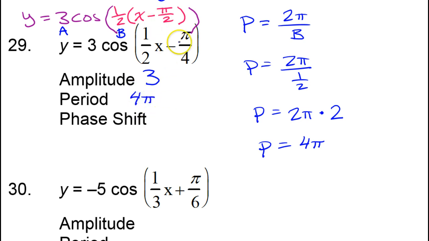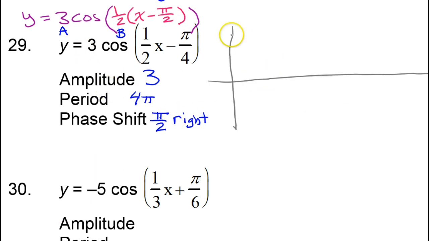Now the phase shift is pi over 2, not pi over 4. We had to factor out the 1/2, and that left pi over 2. And it's the opposite of what you would think. So minus pi over 2 is actually a shift to the right by pi over 2. So this should be enough information to do the graph. Since the amplitude is 3, we're going to go up 3 and we're going to go down to negative 3. Since the period is 4 pi, we're going to come all the way over here and put our 4 pi. Then we'll go halfway, and that would be 2 pi. Then we'll go half of that, and that's just going to be pi, which means that right here should be 3 pi.